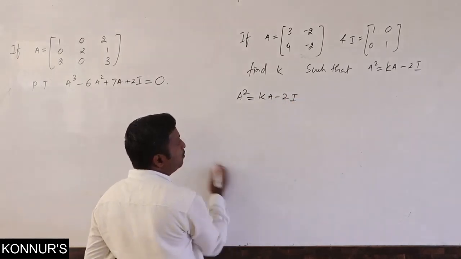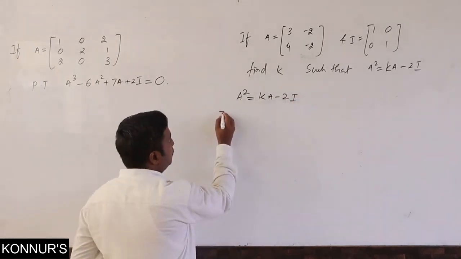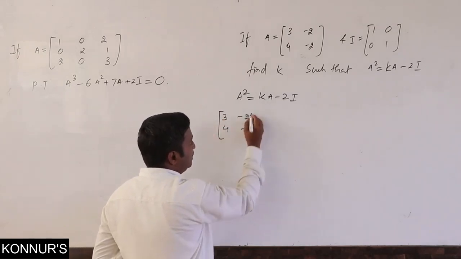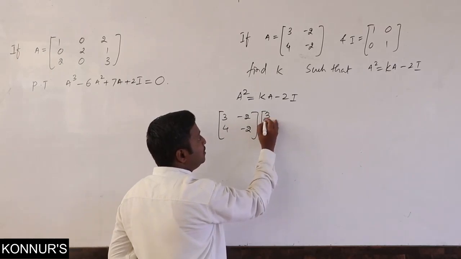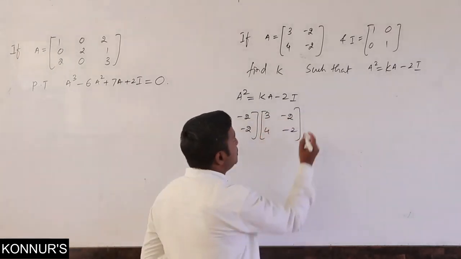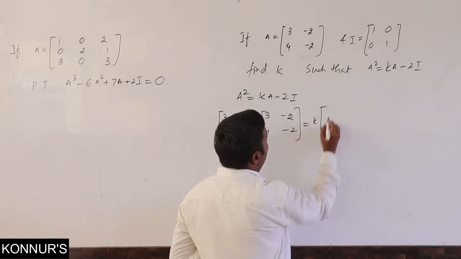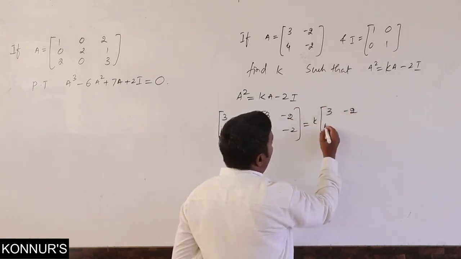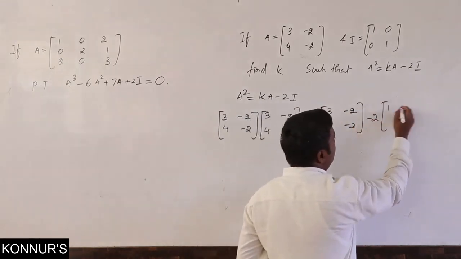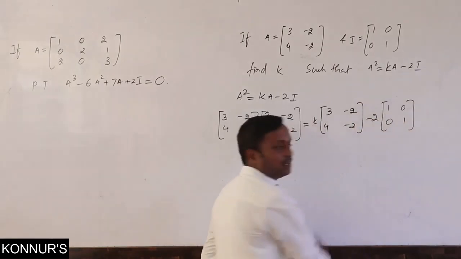A square is nothing but what? We know that it is A into A. What is the A matrix? 3 minus 2, 4 minus 2. A matrix into A: 3 minus 2, 4 minus 2. The A square matrix is equal to K into the A matrix, 3 minus 2, 4 minus 2, minus 2I. I is nothing but the identity, 1 0, 0 1. Correct?